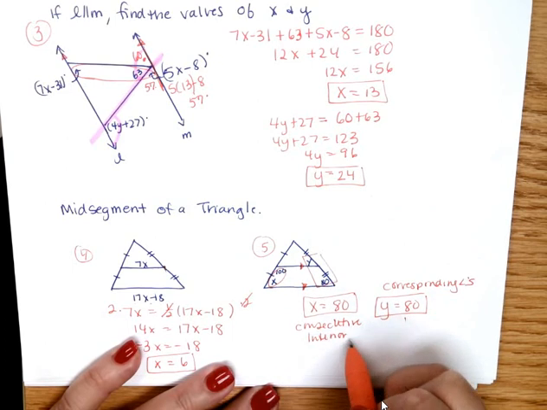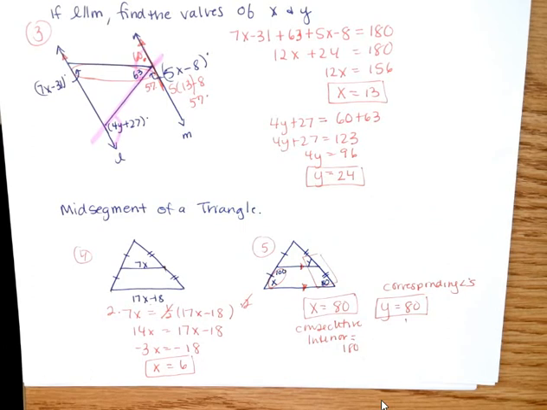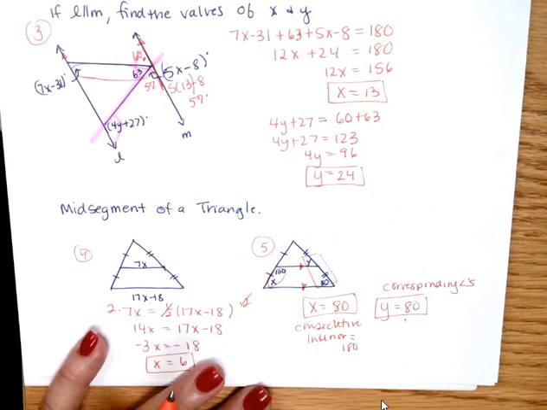Which equals 180. They're only basically going to be your corresponding or your consecutive interior. They couldn't be alternate interior, because you'd have to have a diagonal this way. They really only can be these two for your 5 reasons lines are parallel.